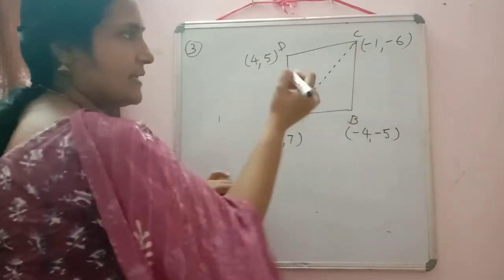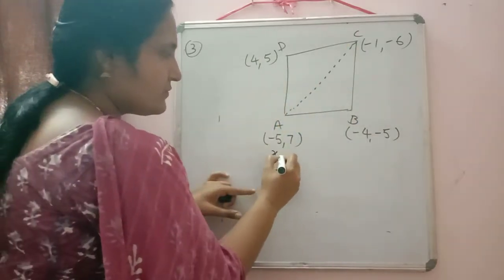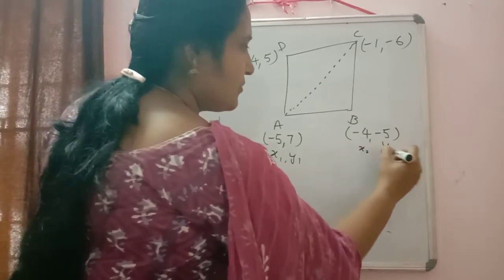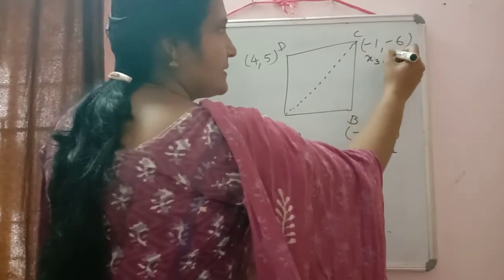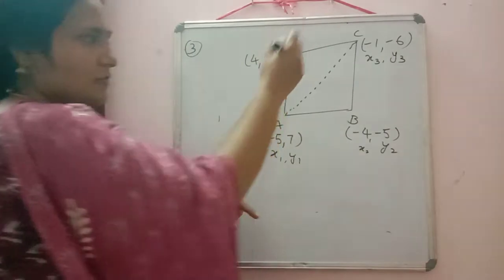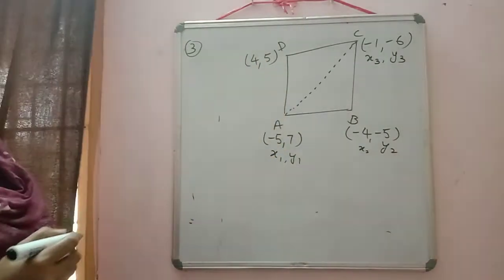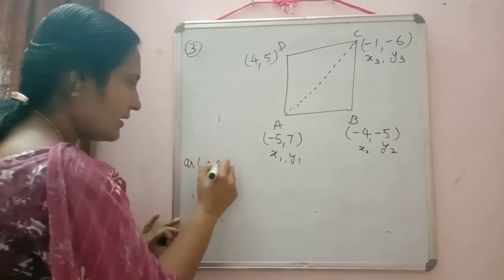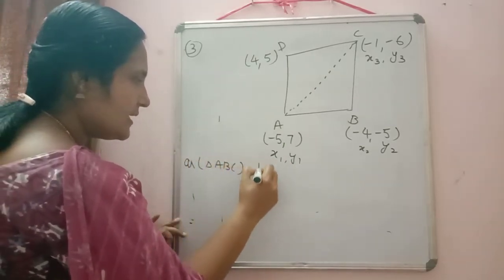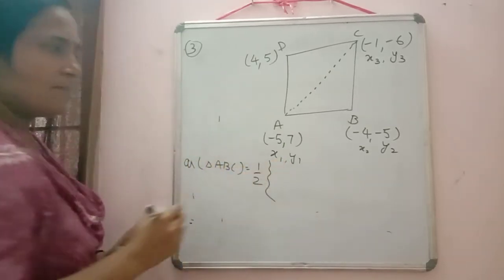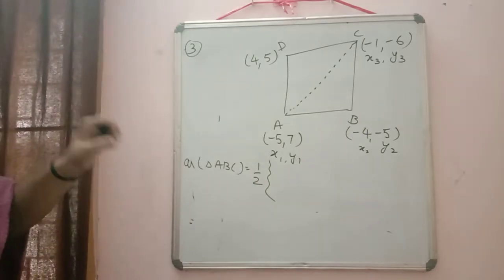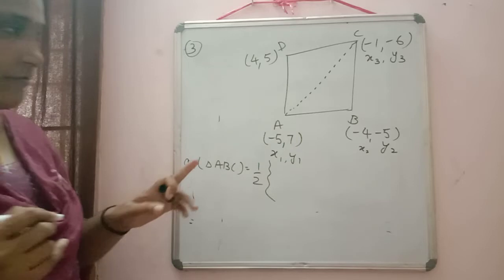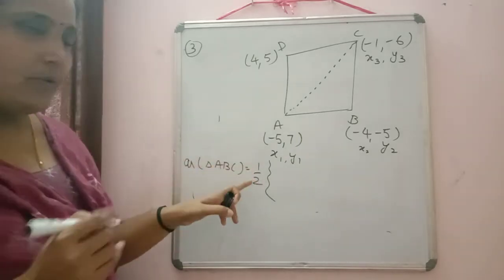Suppose while calculating the area of triangle ABC, this one I wrote as x1, y1, x2, y2, x3, y3. So, first we can calculate the area of triangle ABC. Now, I am writing area of triangle ABC is equal to half into. I am not writing the formula because space will be less there. Then first, half into x1.